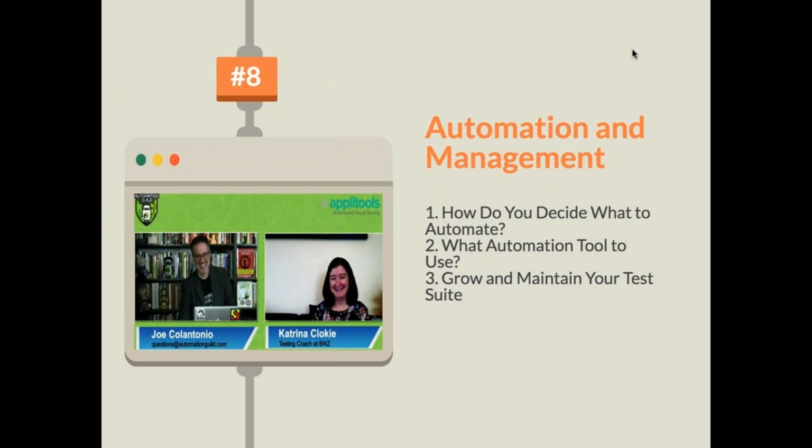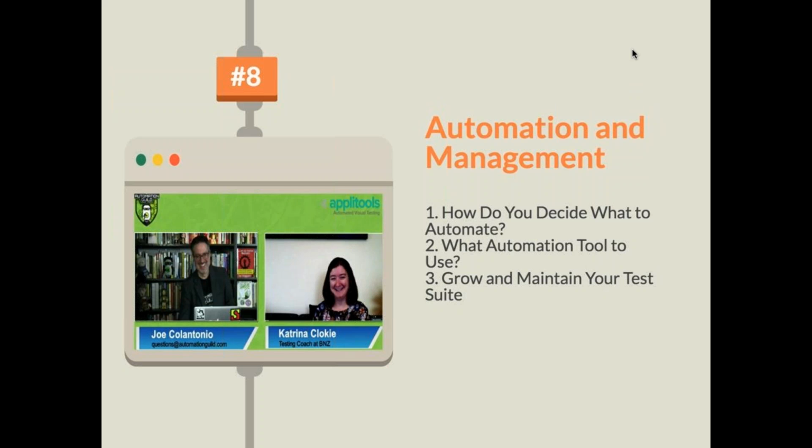A lot of people say, oh, we're going to automate everything, and they don't think about what that means. There are certain conversations you need to have with your management to make sure they're aware of the commitment needed for automation. Automation is not a silver bullet. It's not going to solve all your issues.